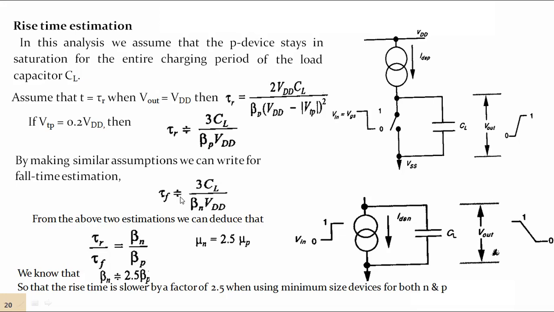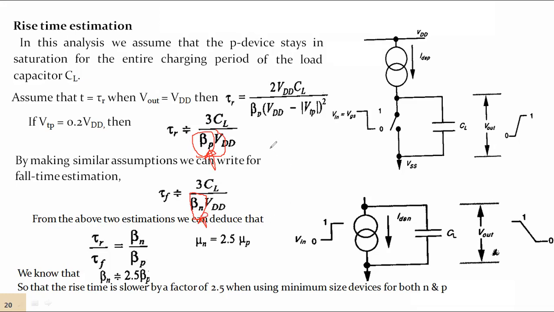The only thing that changes here is the factor: rise time is with respect to beta P, and fall time is with respect to beta N. Rise time is related to beta P. Fall time is related to beta N.